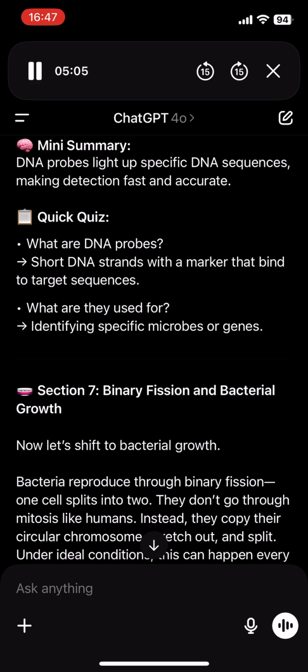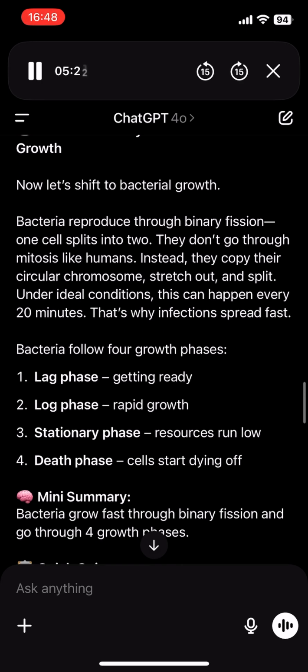Under ideal conditions, this can happen every 20 minutes. That's why infections spread fast. Bacteria follow 4 growth phases. 1, lag phase, getting ready. 2, log phase, rapid growth. 3, stationary phase, resources run low. 4, death phase, cells start dying off.